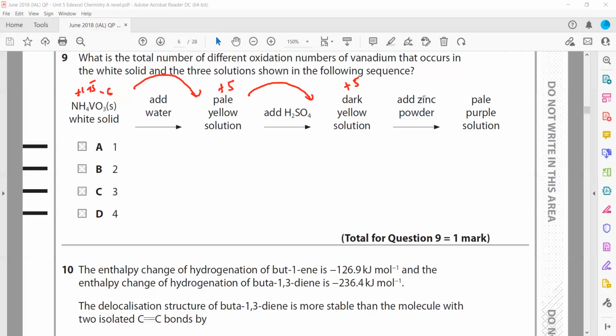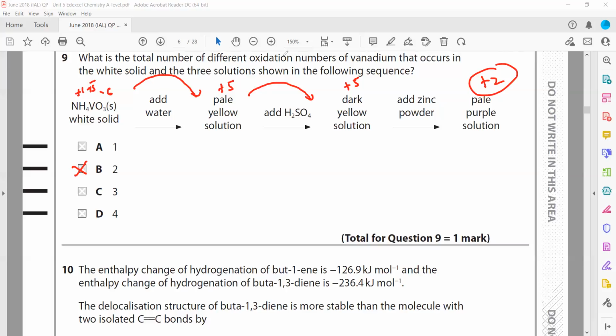But when we add zinc, which is a more reactive metal, metals tend to lose electrons. So zinc will lose electrons, vanadium will gain, and this will reduce the vanadium to a lower oxidation number, so it will become +2. How many oxidation numbers do you see here for vanadium? That is 2 only, +5 and +2.